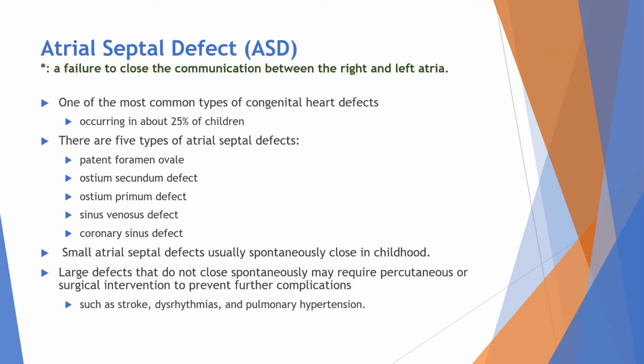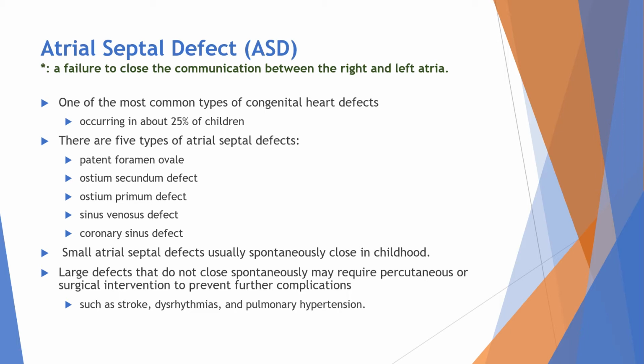So moving on to pathology, the first pathology we'll discuss is atrial septal defects, and this is a failure to close the communication between the left and the right atria. This is one of the most common types of congenital heart defects and occurs in about 25% of children.